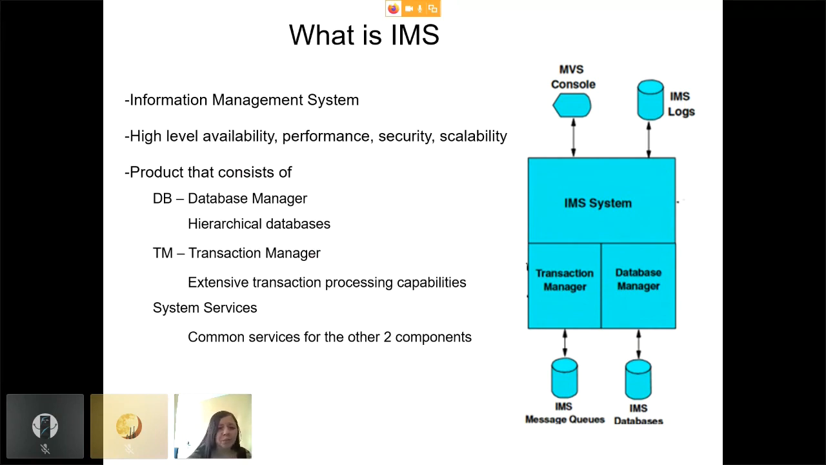One is IMS DB, which is a database manager, and what it does is access and store data in a hierarchical type of database. So we will discuss what a hierarchical database means a bit later in the slides. A second main component is IMS TM, previously known as DC, and it's a sub-product that manages transactions, so it has extensive transaction processing capabilities. It also has some services that enable the other to perform certain functions.